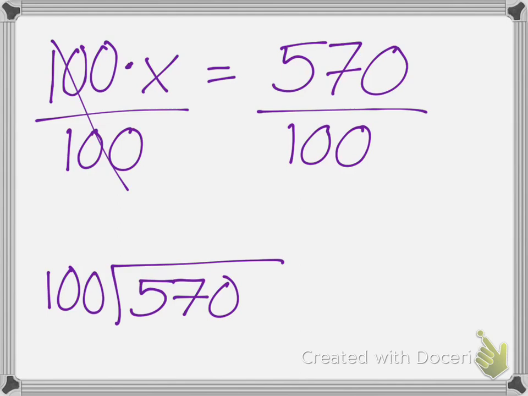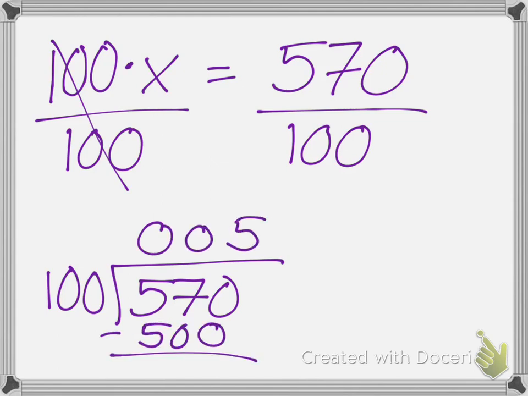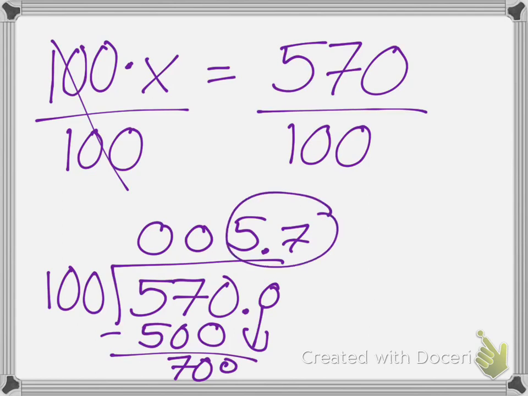Let's do long division. 100 does not go in here, does not go in here. It goes in 5 times here. That's 500. We subtract, we get 70. Here's our decimal. We bring down another 0. How many times does 100 go into 700? 7 times, and it's easy. That's our answer.